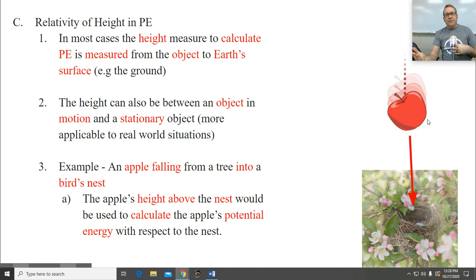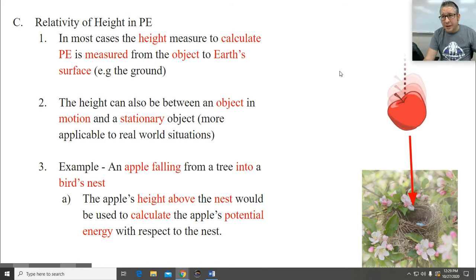Okay, if we have an example, this is a sad example, but a bird's nest doesn't have to have eggs or babies in it. But when we have an apple in a tree as well as a nest, the apple's height above the nest would be used to calculate the apple's potential energy with respect to the nest. So if you were to calculate a situation like that, you would take the distance between the apple and the nest, not the apple and the ground. You're going to get a significant difference in your calculations. So it's very important that you read the question carefully to understand between what objects we are measuring the height difference, okay?